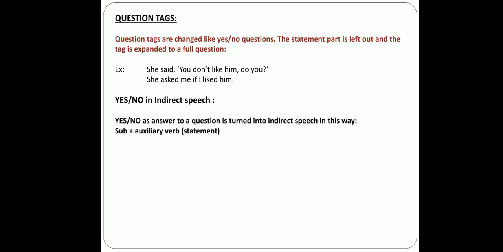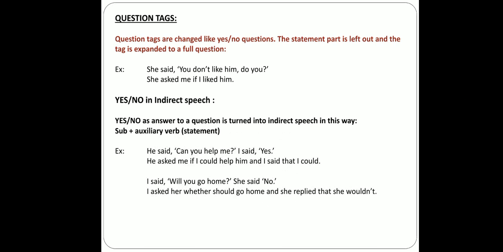Yes or no as an answer to a question is turned into indirect speech in this way: subject plus auxiliary verb, and it is nothing but a statement. I'll go through the example, then you will understand easily. He said, "Can you help me?" I said yes. The answer is yes. The question is, can you help me? How to change? Let us see the answer.